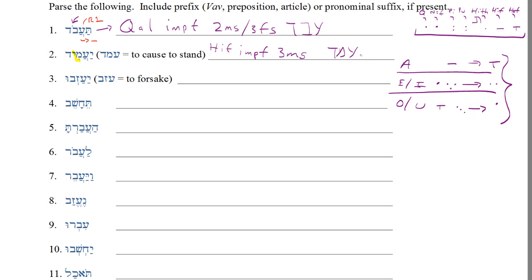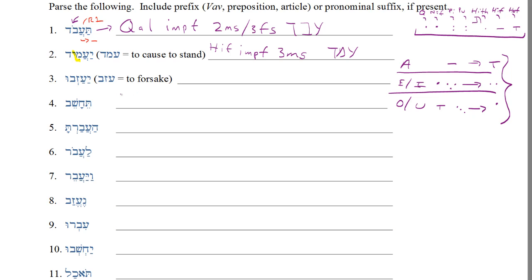Perhaps he will confirm. So there are two examples of prefix vowels that are the same with R1 gutturals, but the theme vowel tells us in the first case it's a kal, in the second case that it is a hifil.